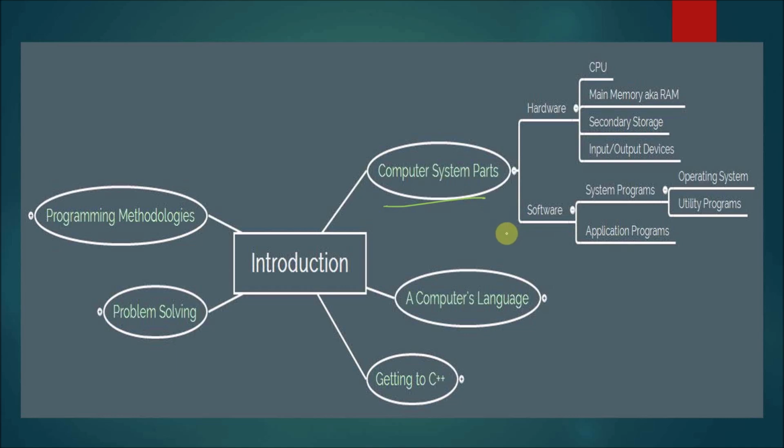To begin with computer system parts, there are two main parts in a computer system, and they are hardware and software. With hardware, you have your CPU, and typically the CPU is the most expensive part of a computer system. The CPU does the calculations, and is the brain of the particular computer. All your arithmetic and logic operations are carried out through your CPU.